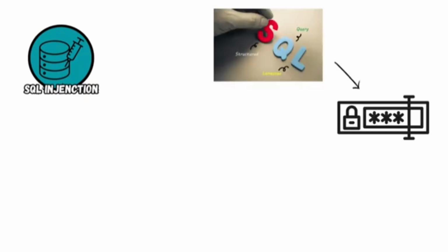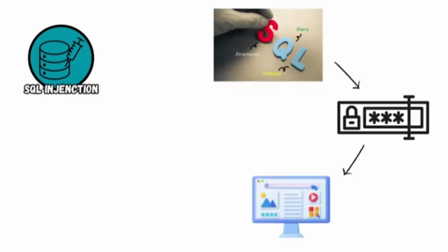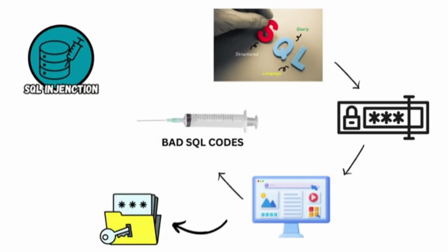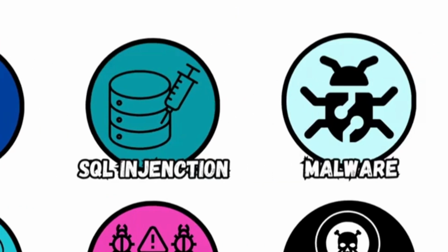An SQL injection happens when attackers insert malicious SQL code into a website's input fields. So, for example, a vulnerable login page allows attackers to bypass authentication or steal database information. So by using SQL injection, the attacker can view the data of other users, edit it, and delete it. So that's the power of SQL injection.